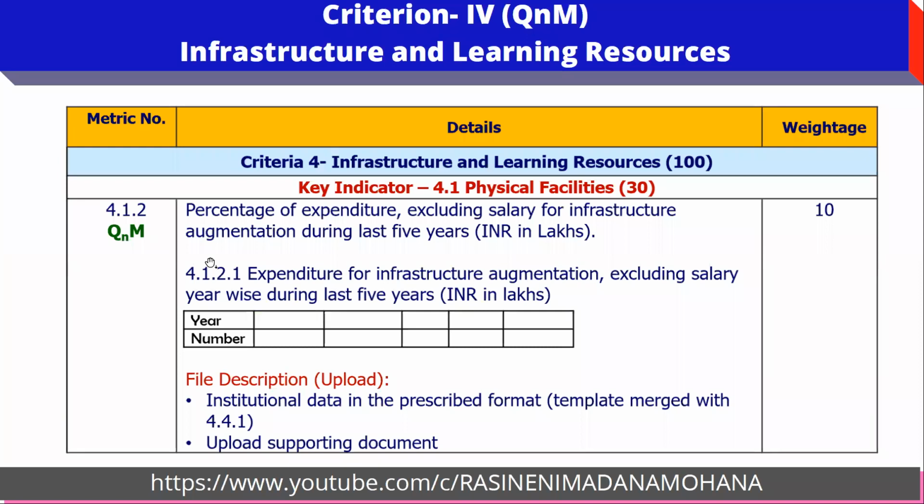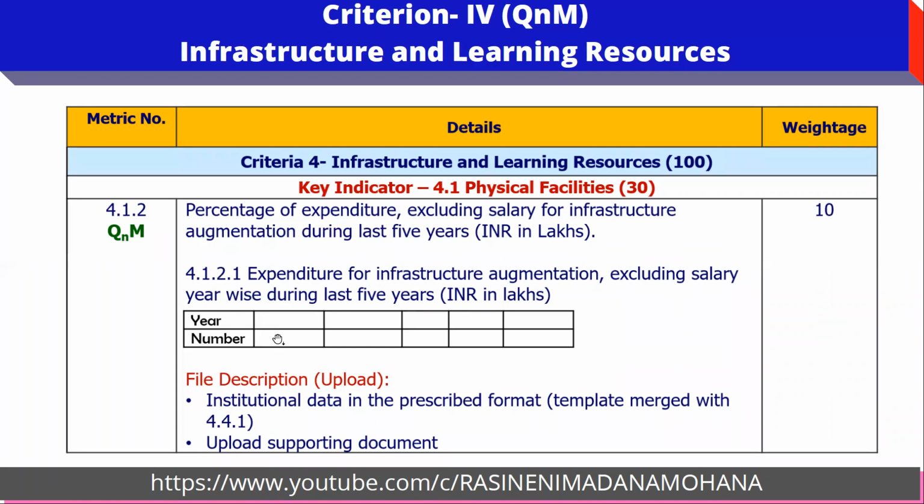The first quantitative metric is 4.1.2, which comes under key indicator 4.1, physical facilities, which carries 10 points. The question is the percentage of expenditure excluding salary for infrastructure augmentation during the last 5 years. You can provide the amount in rupees lakhs. The total amount of expenditure excluding salary for infrastructure, year-wise, can be entered into the following table, starting with the latest year, for example 21-22.